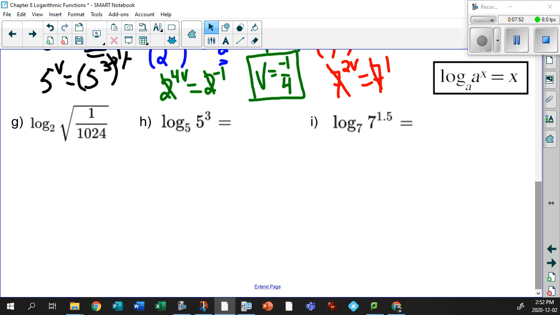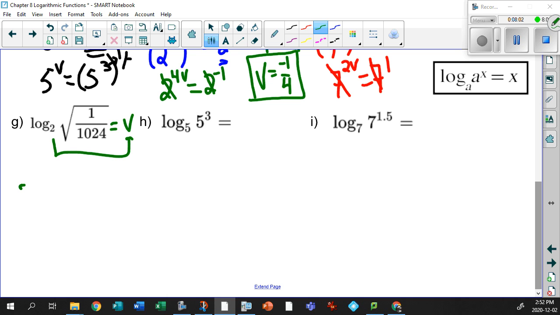Well, let's look at this one. This is kind of neat, too, because, again, we're dealing with more radicals. Oh, man. Okay, so what? Relax. Let that equal v. 2 to the v equals the square root of 1 over 1024. Now, I got an issue here. This 2 has to go into 1024. I don't know how many times, though. Well, wait. Before we do anything crazy, let's go one step at a time. One step at a time.